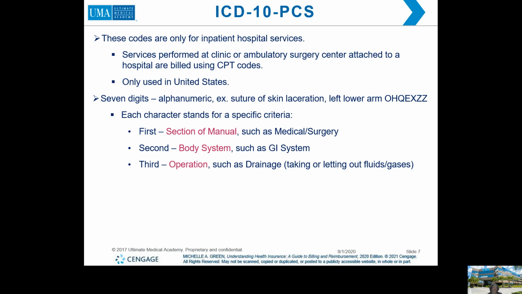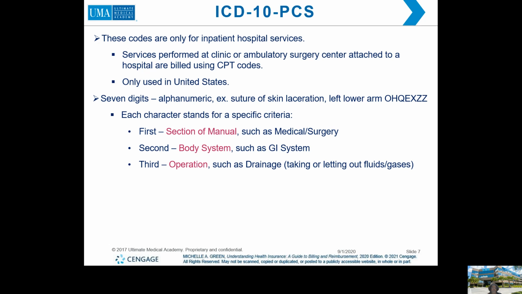PCS codes are very, very specific. They're very, very fun as far as I'm concerned. They are 7 digits, always 7 digits. They are alphanumeric. You see an example on the screen: OHQEXZZ, and every single one of those characters in each position has a very specific meaning and a very specific criteria.